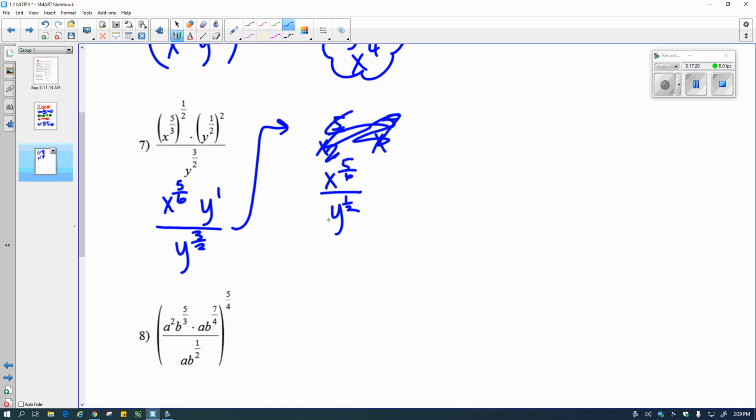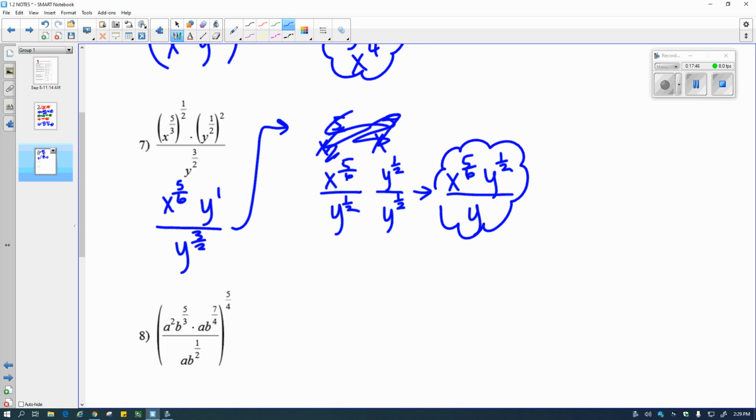This is again a time where I need to rationalize my denominator, so I need that to be whole. So my next whole number would be 2/2. So I have to multiply the top and the bottom by y to the 1/2. That leaves me with x to the 5/6 y to the 1/2 over y to the 2/2, or just y to the 1st, or just y.